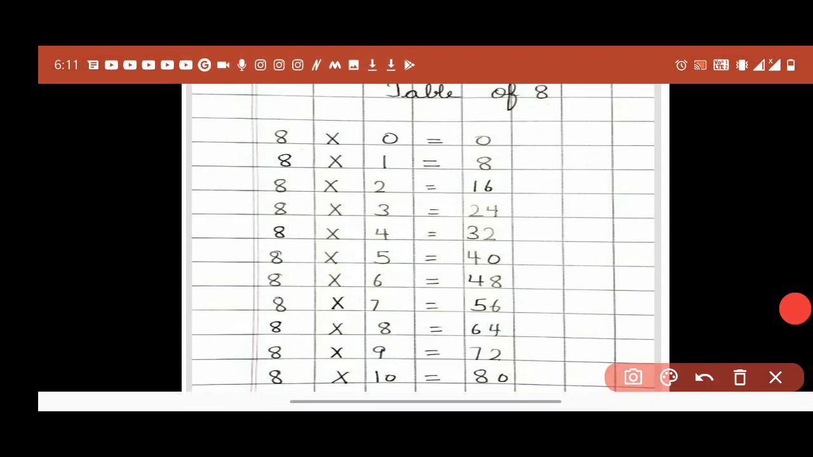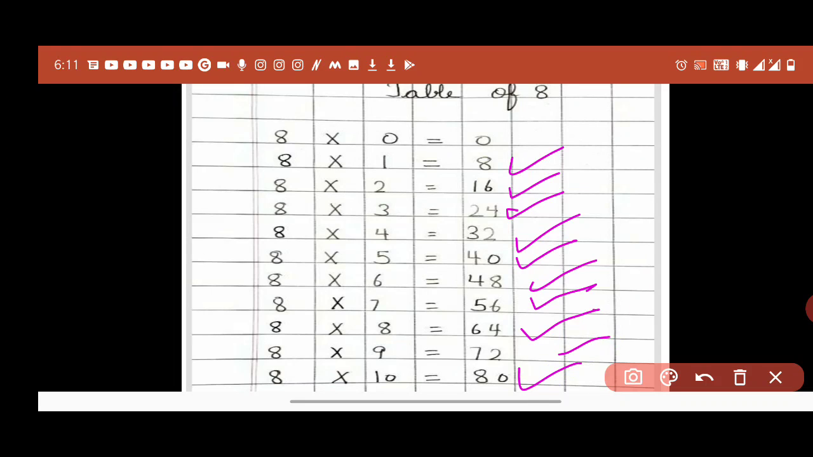8 zeros are 0, 8 ones are 8, 8 twos are 16, 8 threes are 24, 8 fours are 32, 8 fives are 40, 8 sixes are 48, 8 sevens are 56, 8 eights are 64, 8 nines are 72 and 8 tens are 80.